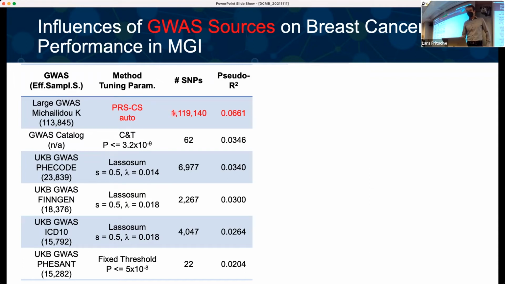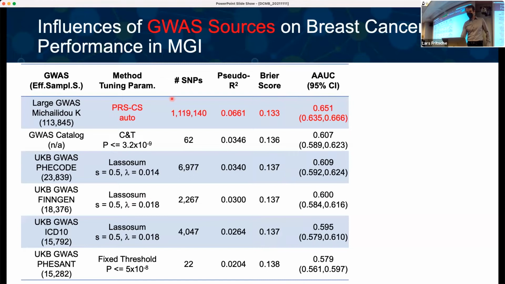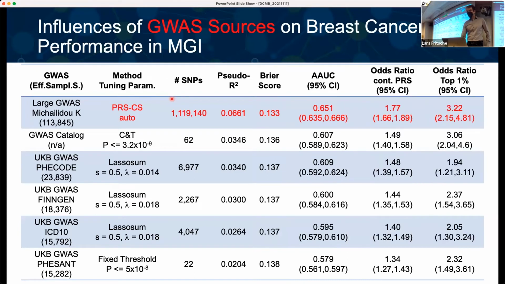The latest, largest GWAS is the best source you want to have to construct polygenic scores. But often those are not available, so you're limited to what is down here. Again, the large GWAS performs best across all the different metrics we have.